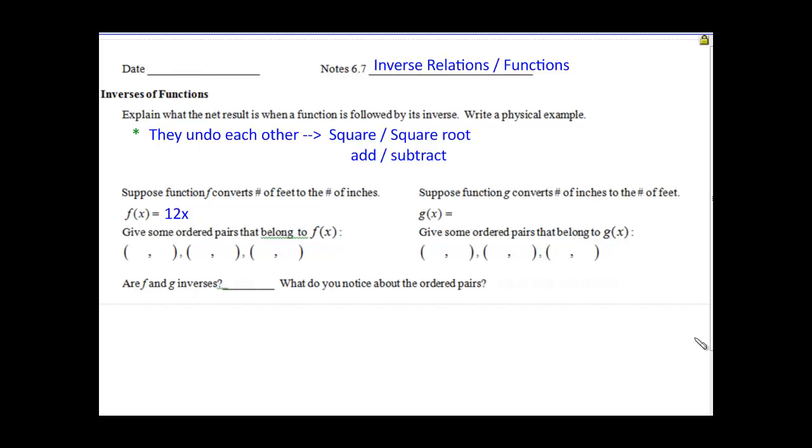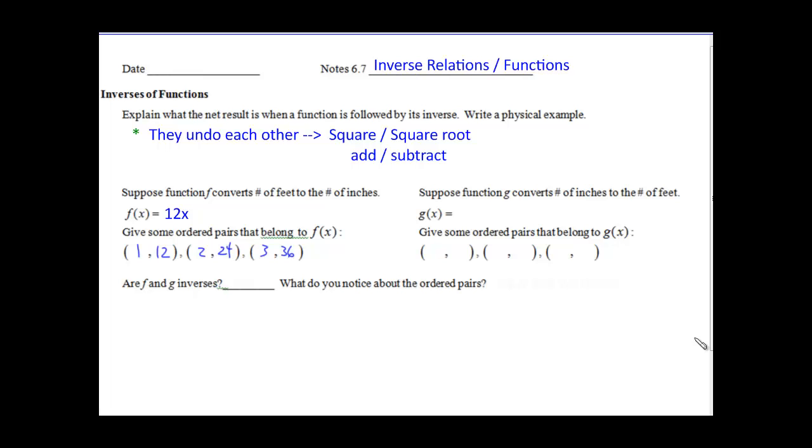Okay. So suppose function f converts number of feet to the number of inches. If we have 12x, we're going to give us some ordered pairs. In other words, we're going to plug in some x values and see what the y's come out to be. So if we plug in 1, 1 times 12 gives us 12. If we plug in 2, we should get 24. If you plug in 3, we should get 36.